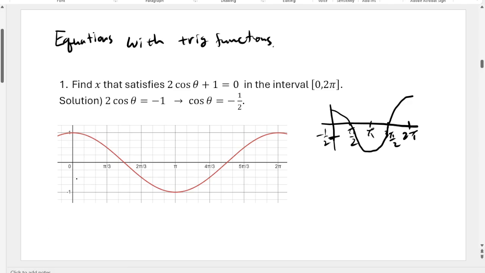But I wanted to show you a better picture, so here's a better picture. -1/2 is here, and you're looking for the place where it hits -1/2. Now the picture is detailed enough, and kindly enough it says those values are at 2 pi over 3 and 4 pi over 3, so the answer is 2 pi over 3 and 4 pi over 3. But how would you know this?